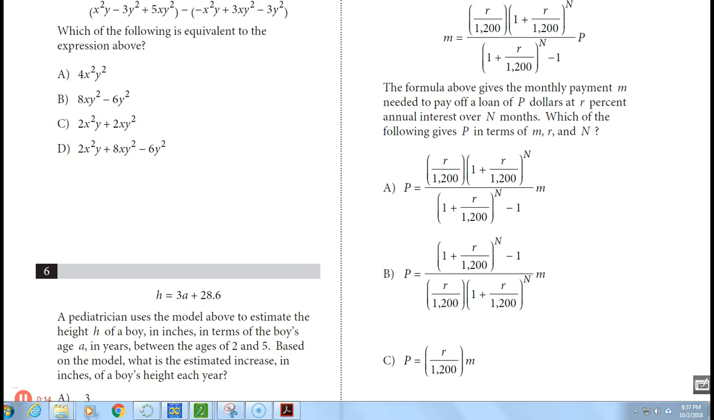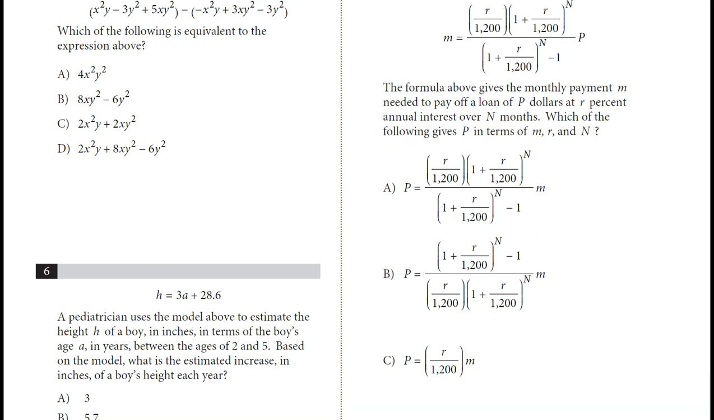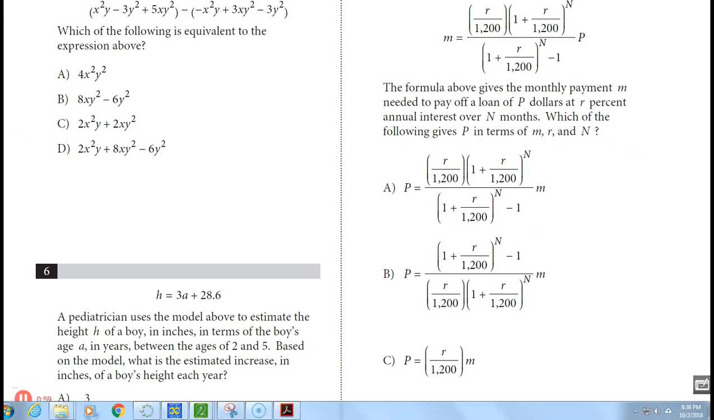Says the formula above gives the monthly payment needed to pay off a loan, r percent, n months. I mean, they have a ton of letters there. But the most important part is right here. Which of the following gives p in terms of? So that means they want the answer to be p in terms of. Just treat that as an equal. And then they want m, r, and n over here on this side. So basically they could have just said, hey, solve for p. That's kind of what they're wanting to do here.